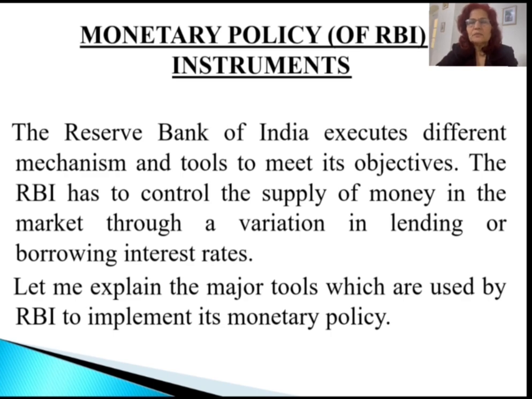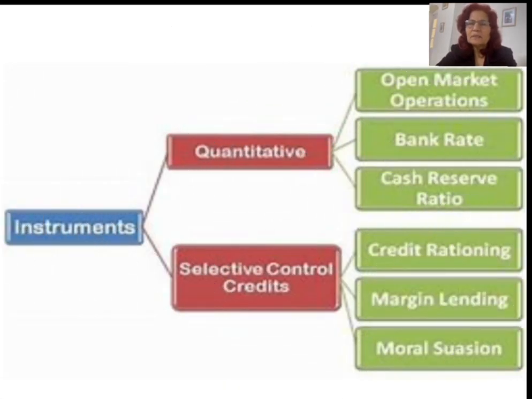In addition to that, let me explain the major tools which are used by the Reserve Bank of India to implement its monetary policy. What are these instruments? Two kinds of instruments: one is quantitative, and the second is selective credit control. In the quantitative ones, we are taking open market operations, and we can see through this chart, bank rate and cash reserve ratio. In the selective credit controls, we will be taking credit rationing, margin lending, and moral suasion. We will explain in detail further. Through this chart, you can have a look at the instruments of monetary policy.